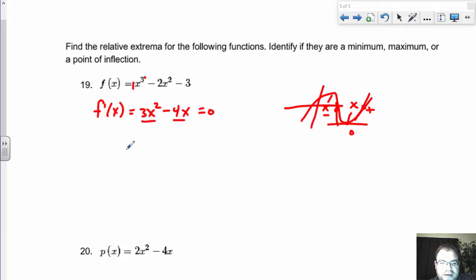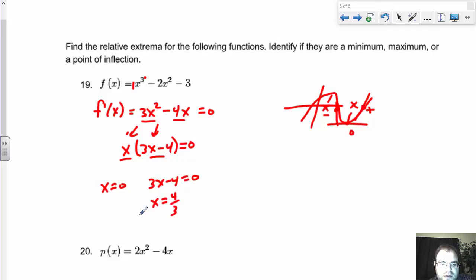What can I factor out of both of these? I can factor out an x for sure. So I can take out an x. That'll give me 3x and then minus 4. If I set both of these factors equal to 0, then I'll have x equals 0, and I'll have 3x minus 4 equals 0. If I solve this for x, x is going to equal 4/3. So basically these are my potential solutions here. These are my extrema locations.